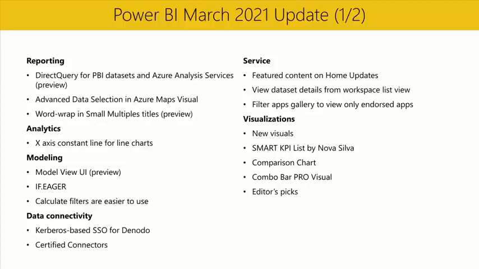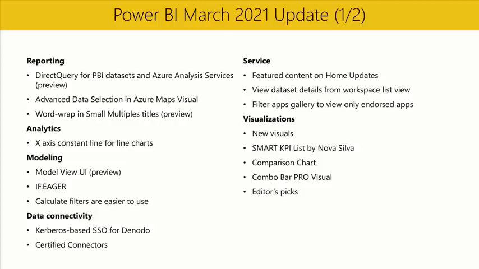Updated this month are the Smart KPI list by Nova Silver, the comparison chart by Modular, and the Combo Bar Pro visual by Zoom Charts. More information on all of these new and updated visuals can be found on our blog.